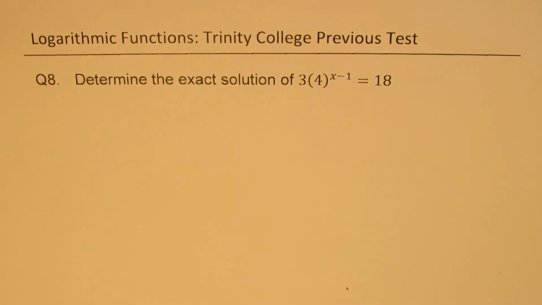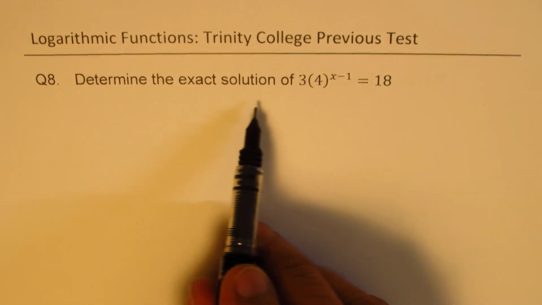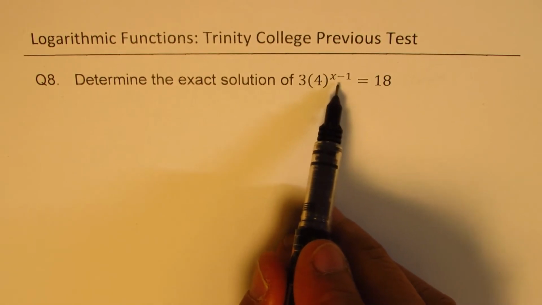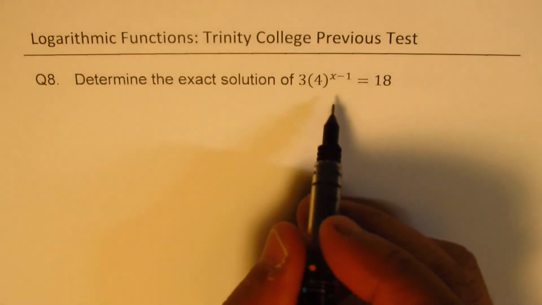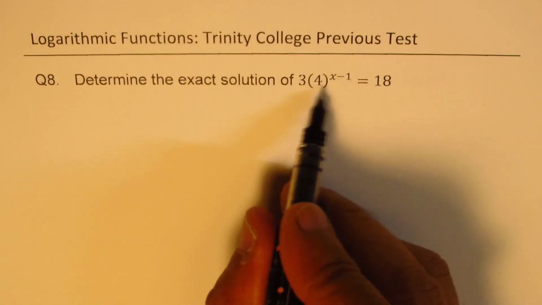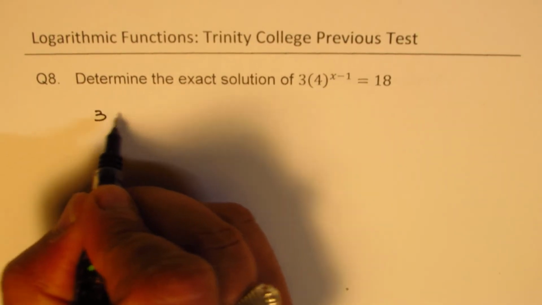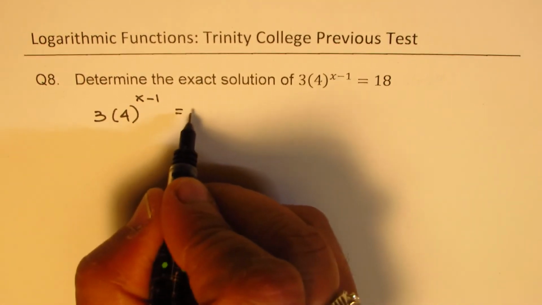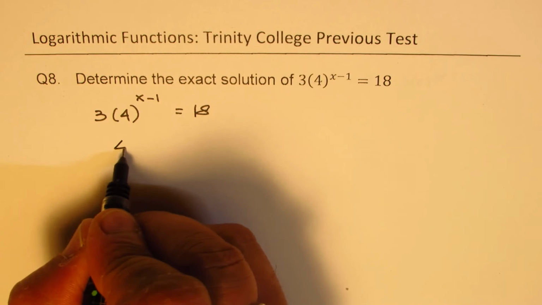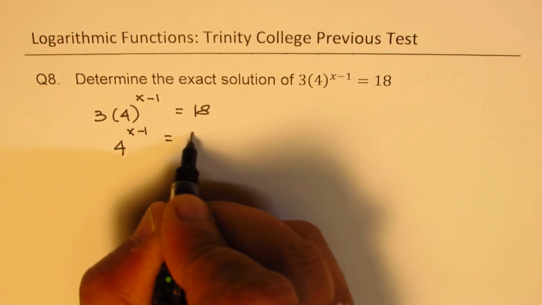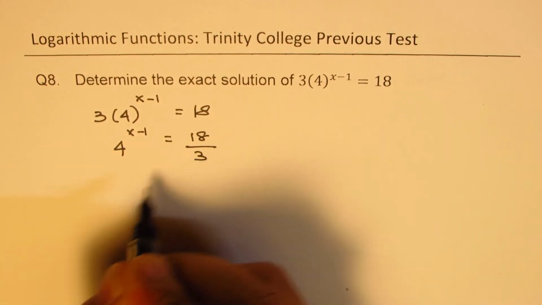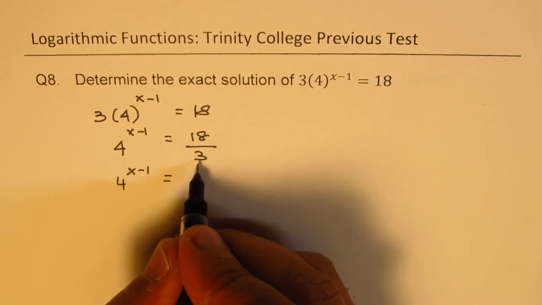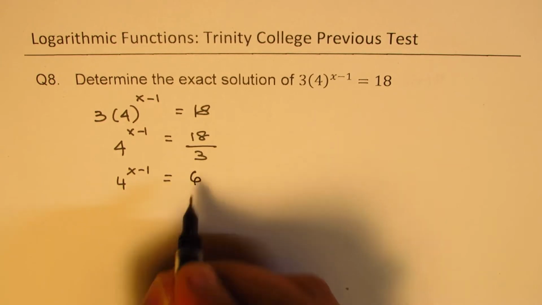Question number 8. Determine the exact solution of 3 times 4 to the power x minus 1 equals 18. Now here the base is 4, okay? So what we get here is 3 times 4 to the power of x minus 1 equals to 18. We can divide by 3, so we get 4 to the power of x minus 1 equals to 18 divided by 3, which is 6.